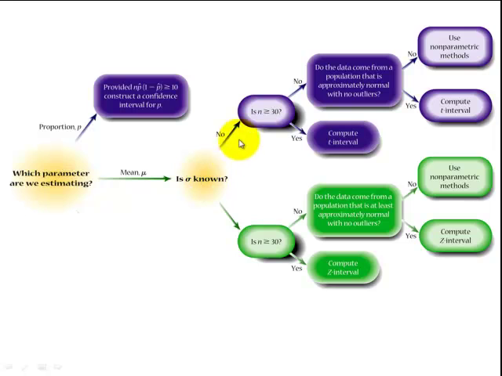If sigma is unknown, we first have to ask, is the sample size 30 or more? If it's yes, we compute the t. If the answer is no, we have to do that QQ plot or probability plot. And again, if that fails, we can't do anything in this class. If it's yes, we can still compute the t interval.